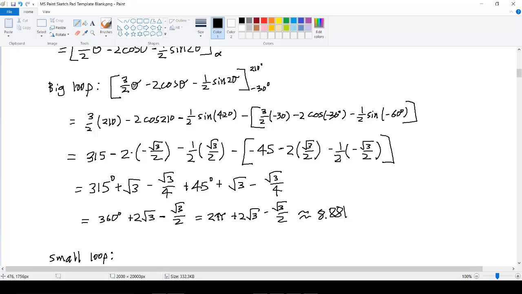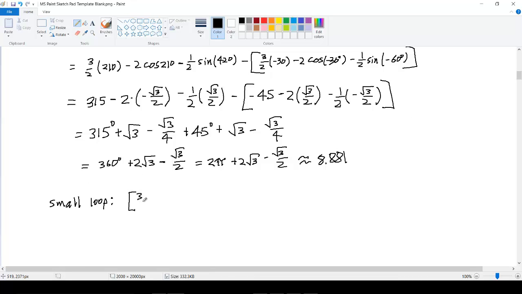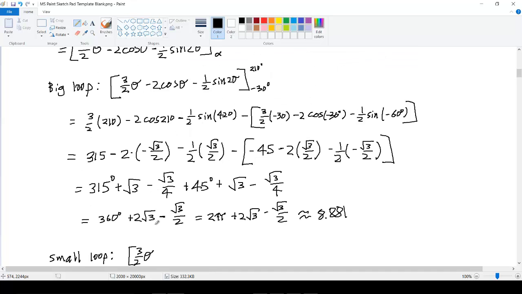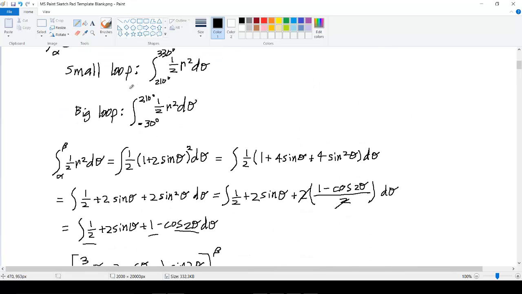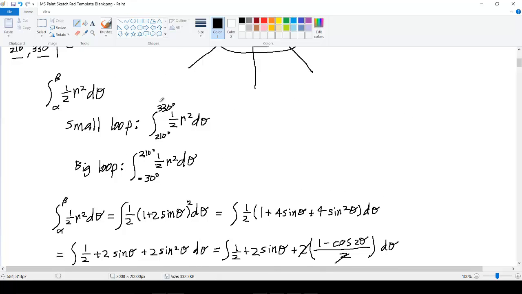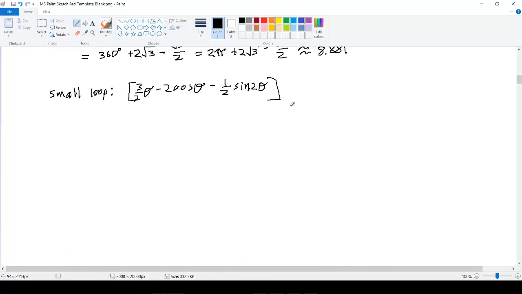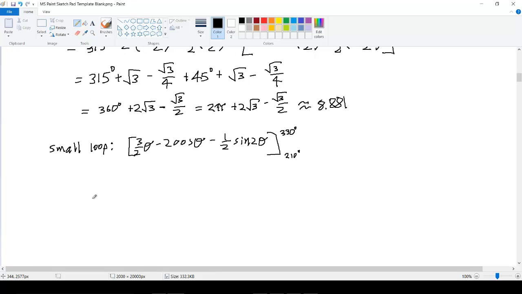For the small loop, it's the same exact thing, just with different limits. So it's going to be 3/2 theta minus 2 cosine theta minus 1/2 sine of 2 theta. And our limits for the small loop were from 210 to 330.